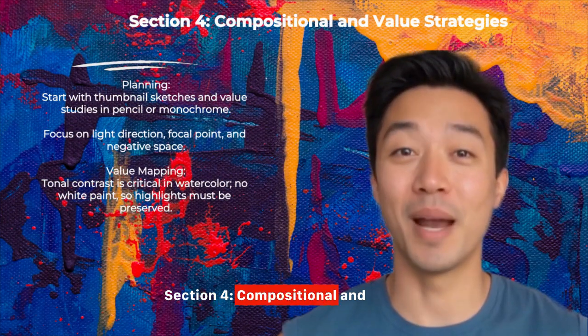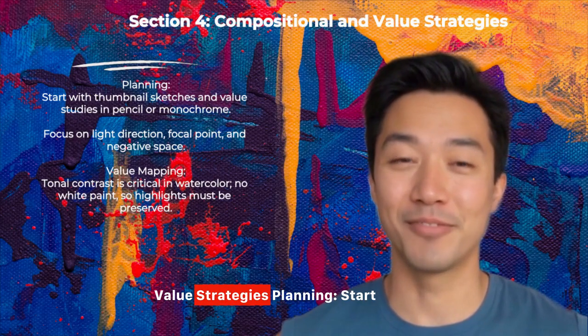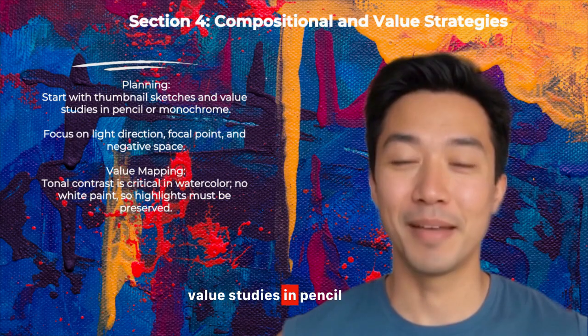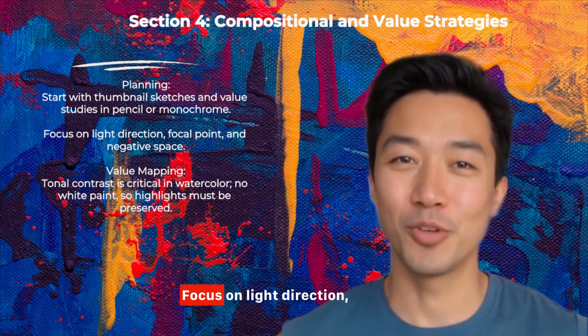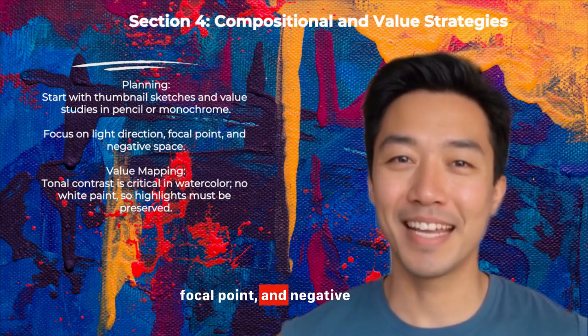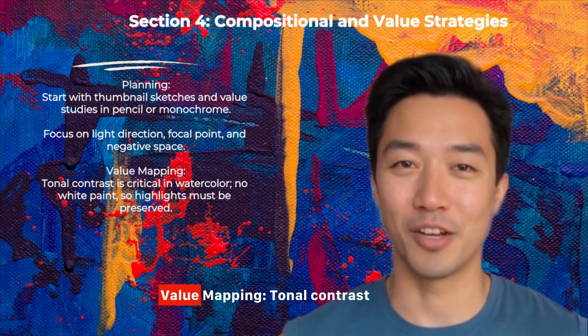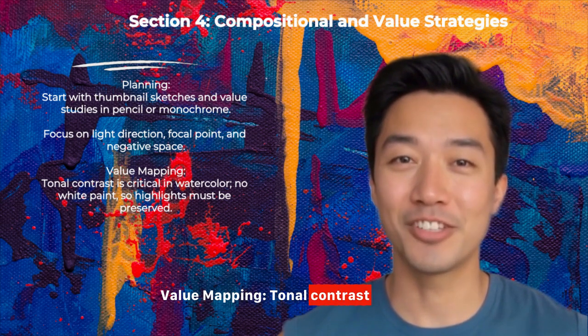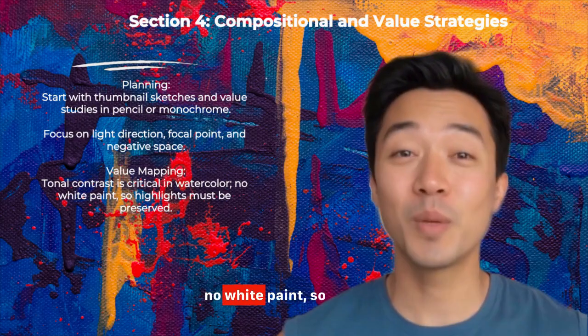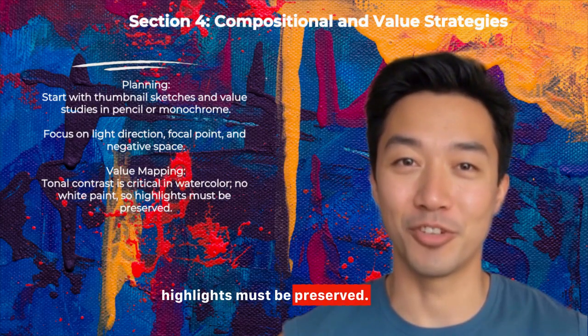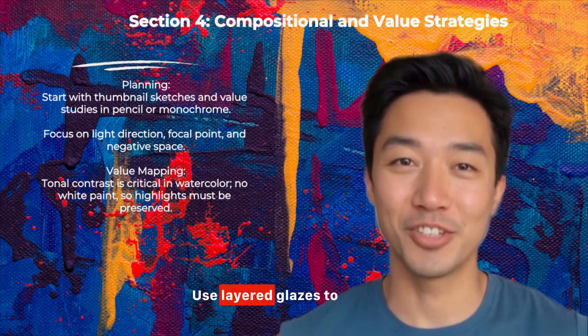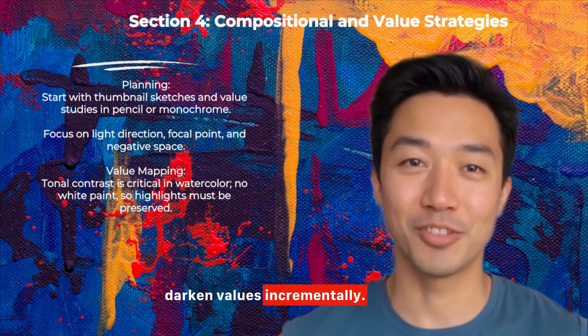Section 4. Compositional and value strategies. Planning. Start with thumbnail sketches and value studies in pencil or monochrome. Focus on light direction, focal point, and negative space. Value mapping. Tonal contrast is critical in watercolor. No white paint, so highlights must be preserved. Use layered glazes to darken values incrementally.